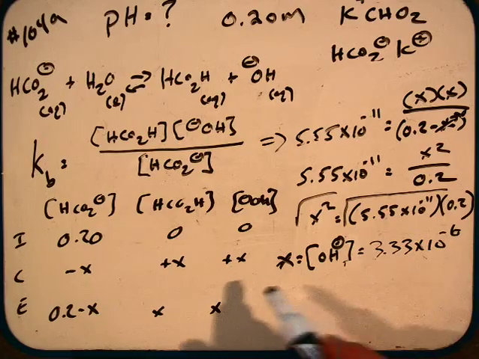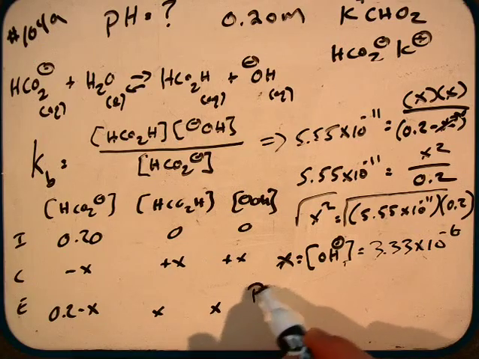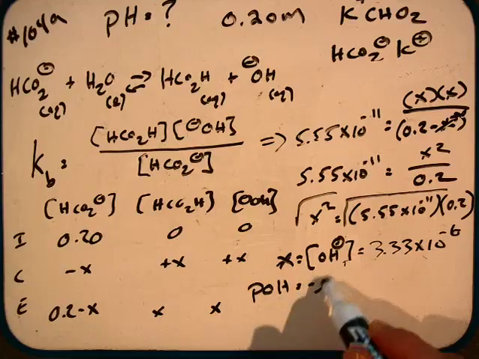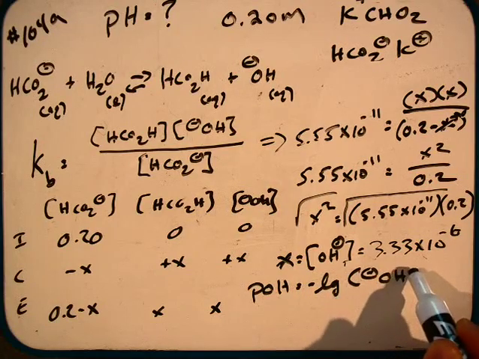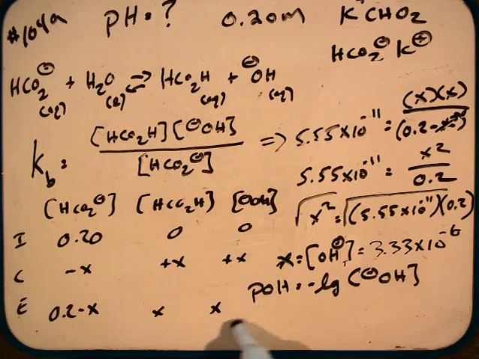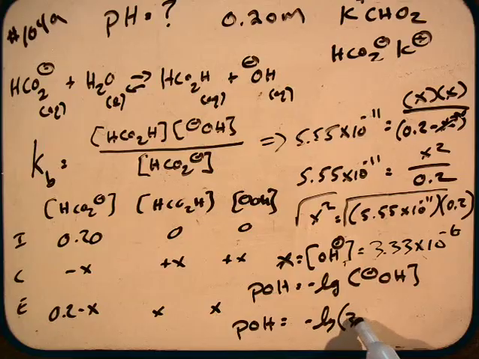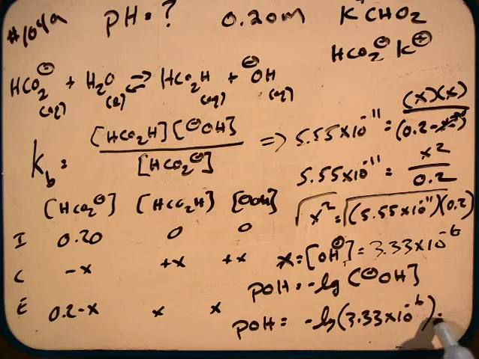From that, we can get our pOH, right? Our pOH is equal to the negative log of our hydroxide, or that pOH is equal to the negative log of 3.33 times 10 to the negative 6, which is equal to 5.47. So sorry for running off the board there.